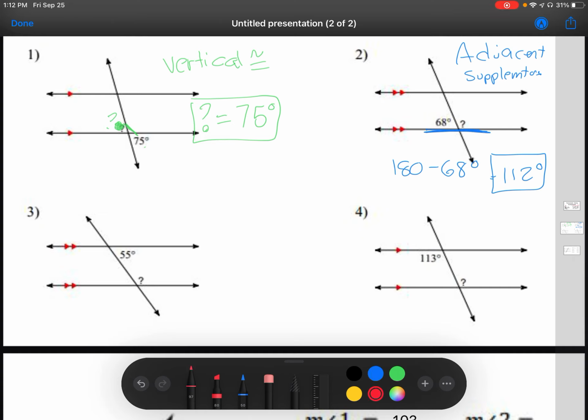In number 3, we've got 55 degrees and our question mark here. These 2 angles are consecutive interior, which, looking at our list, are supplementary. And they add to 180. So we do 180 minus 55, which is 45 degrees. So the missing angle is 45 degrees.